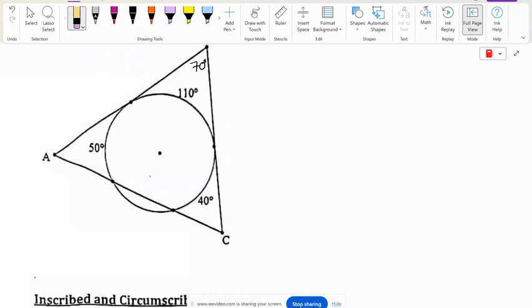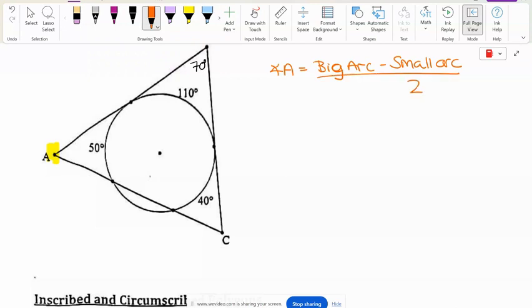All right, so what can we do? Well, go back to angle A. Do we agree angle A is an outside angle? We could use the outside angle formula. So angle A is going to equal big arc minus small arc divided by 2.